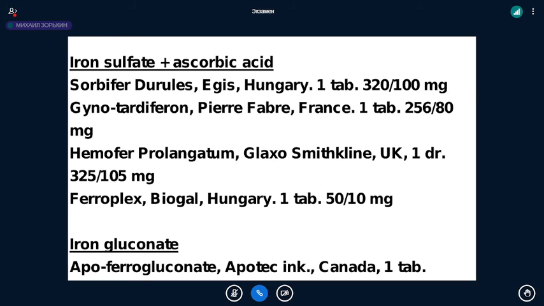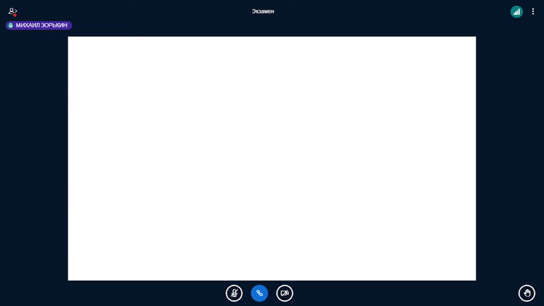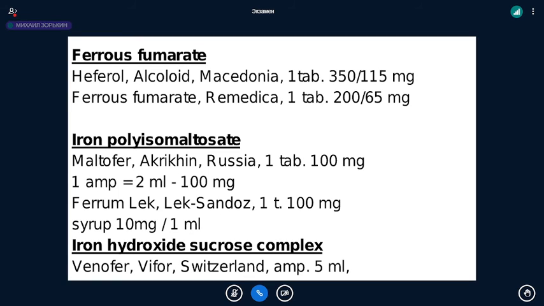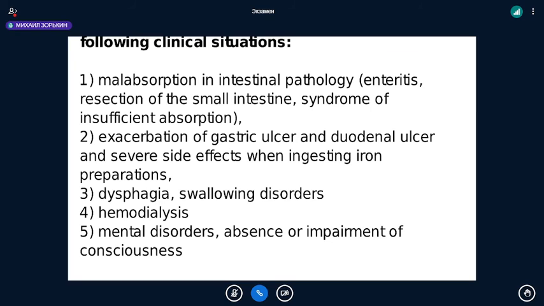That's it. There are very numerous iron complements and iron preparations. The main essence that must be considered is the content of elemental iron per each tablet. So we must consider the everyday dose. Ferrous fumarate, iron polyisomaltosate, hydroxide sucrose complex, and so on.